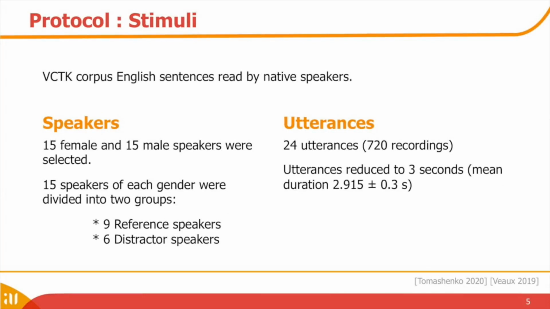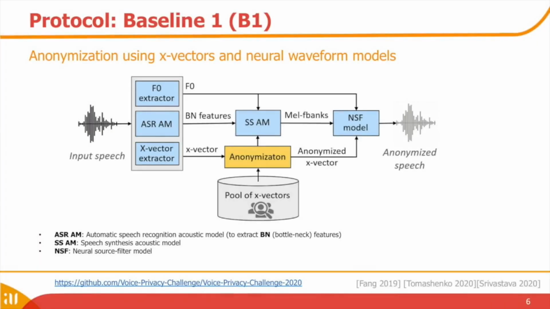Speech recordings were selected from the VCTK corpus, which is composed of speech recordings read by over 700 native English speakers. 15 female and 15 male speakers were selected and divided into reference and distractor groups. 24 utterances were selected and reduced to a maximum duration of 3 seconds. 2 anonymization systems were considered baselines for the VoicePrivacy Challenge, which were used in this study.